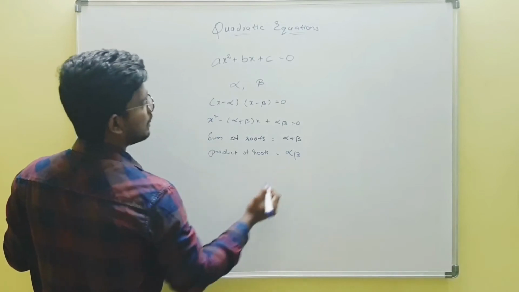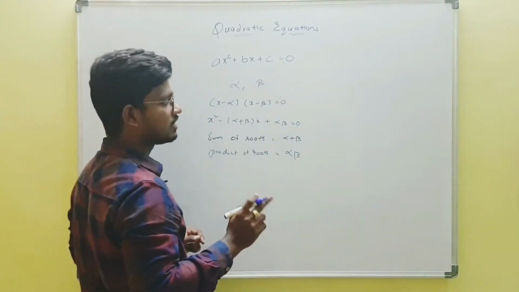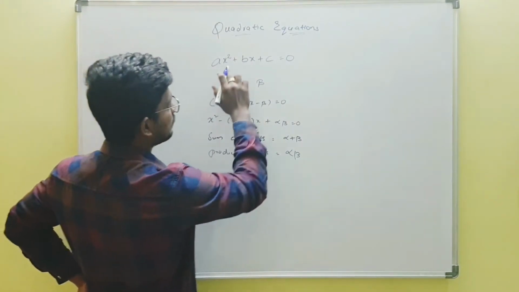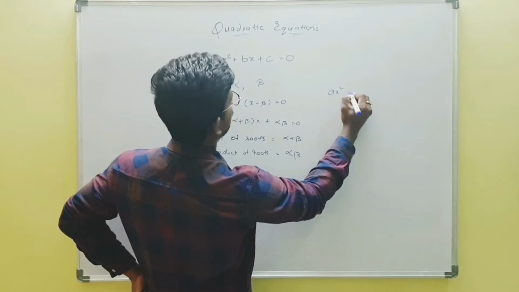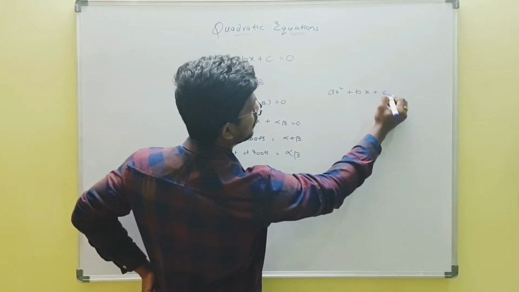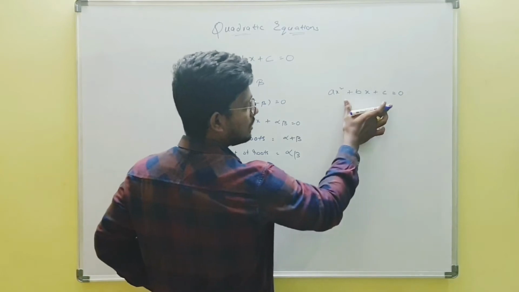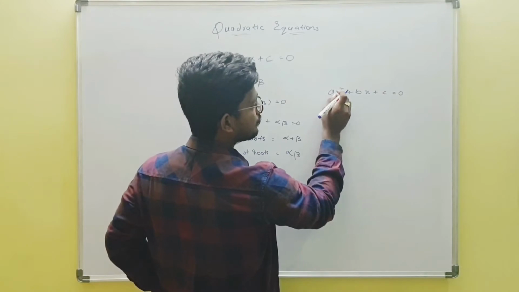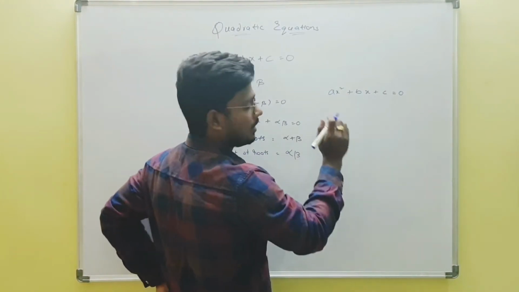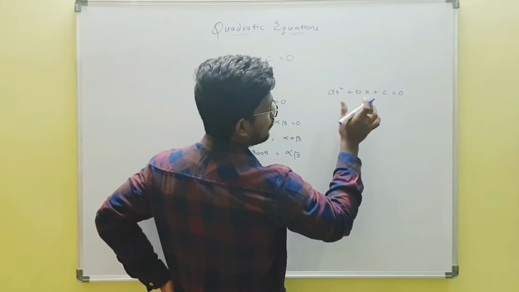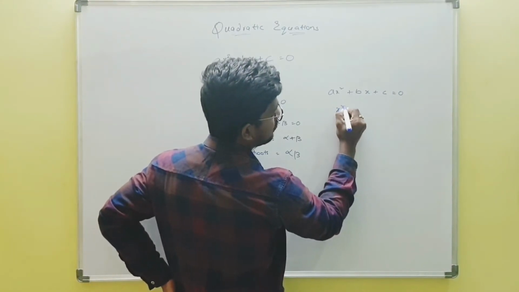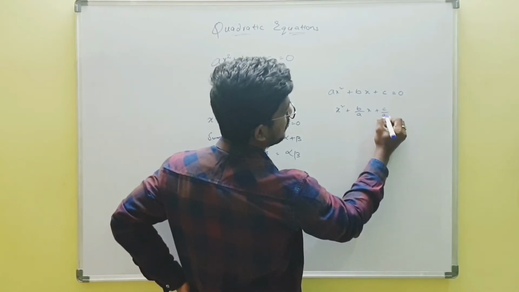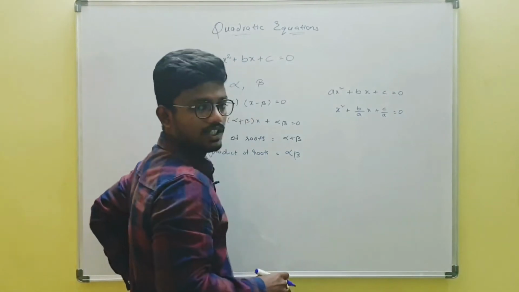See, here we have the equation ax square plus bx plus c equals 0. I will compare this equation with the previous equation. I will divide this entire equation by a such that I won't have any coefficient for x square. So by dividing the entire equation by a, I get x square plus b by a of x plus c by a equals 0.